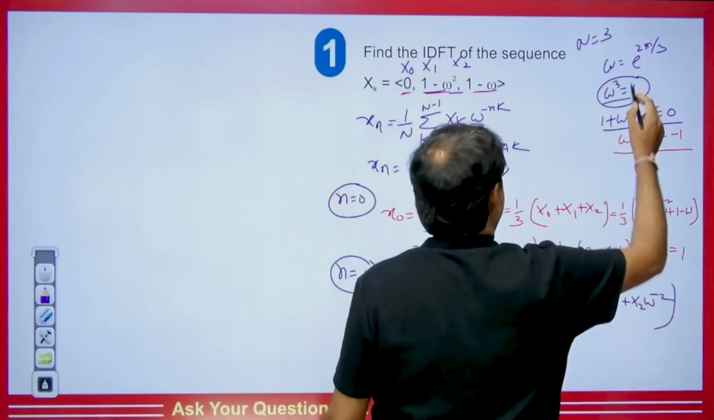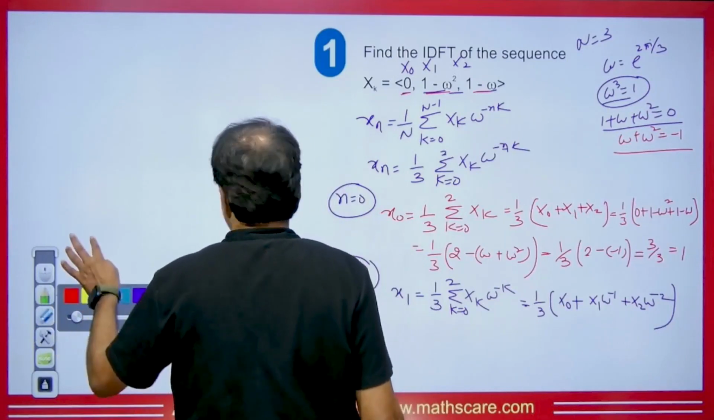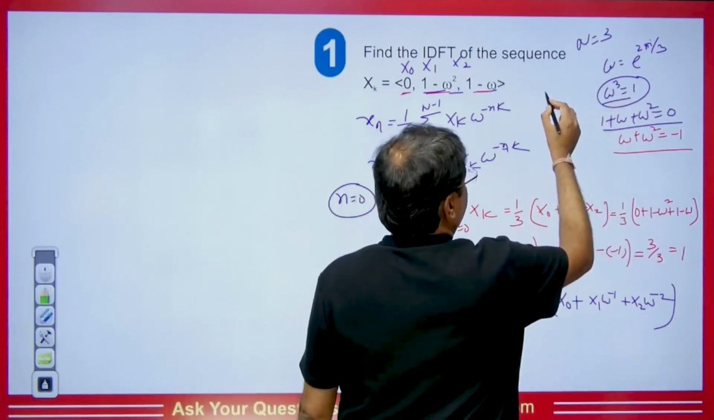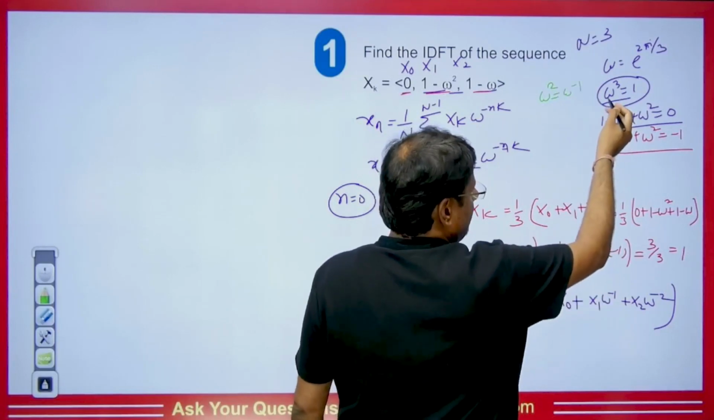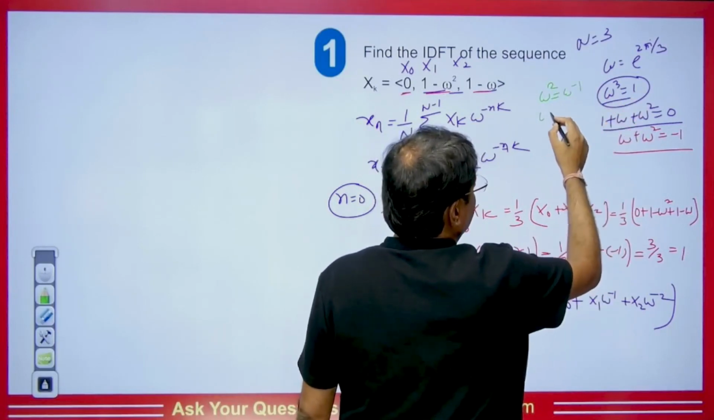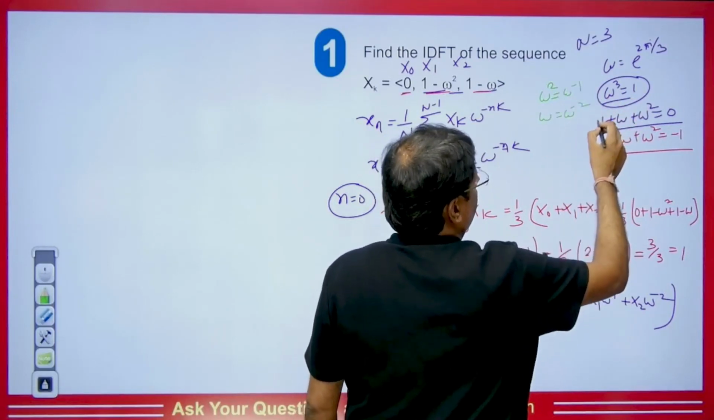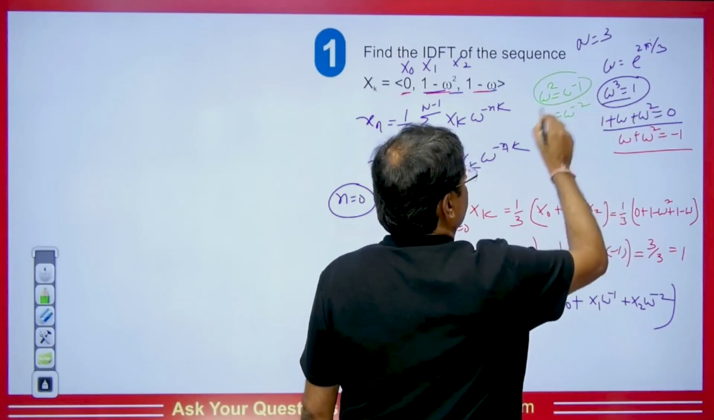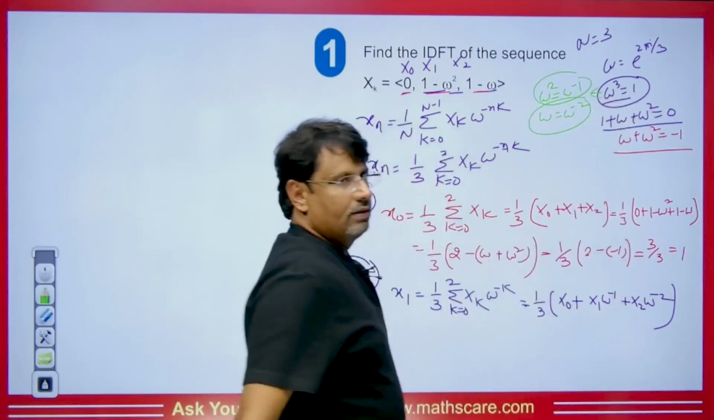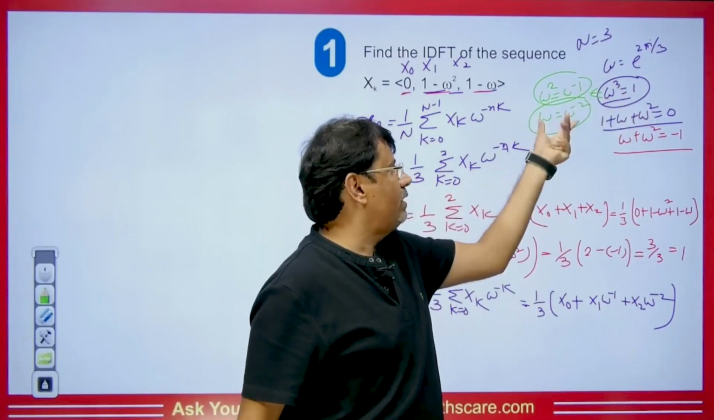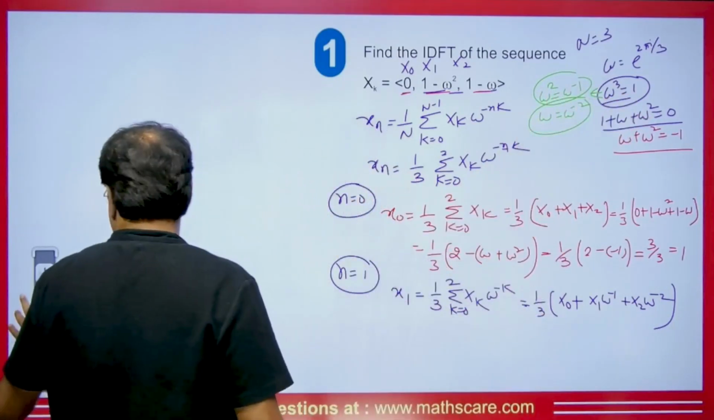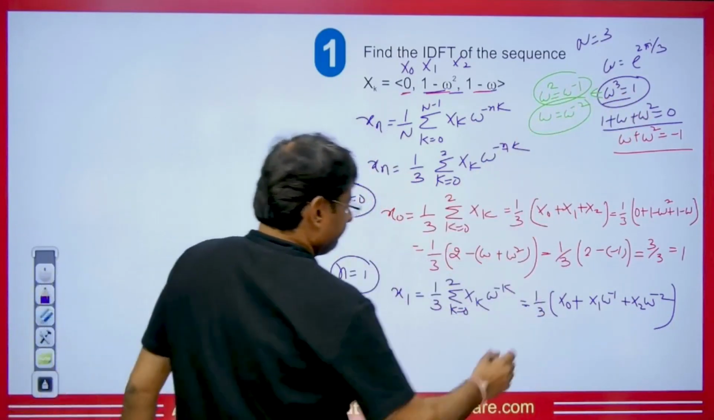Now, as we know, the value of omega cube is equal to 1. If I divide it by omega once, then omega square is equal to omega to the power minus 1. If I divide this by omega square, then omega is equal to omega to the power minus 2. We can find these two values with this equation. Pay attention to the values we got on dividing with omega and omega square here. We are going to use this here, and now what are we going to do?